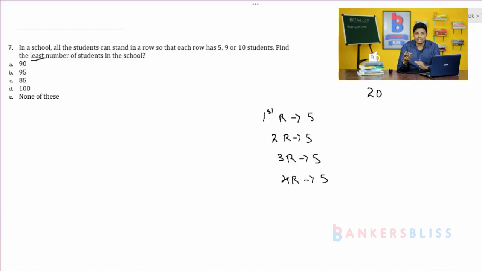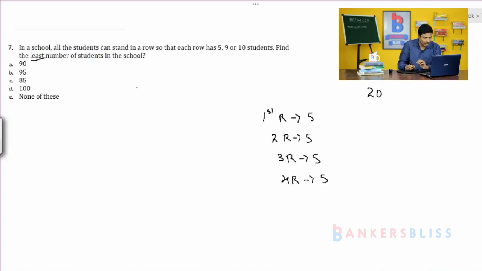Like that, if you consider 9 members, the first row has 9 members, the continuous rows also 9, and the last row also 9. With 10 students, the first row has 10, the middle rows 10, the last row 10. So the total number of students should be exactly divisible by 5, by 9 and by 10, which is nothing but the LCM of 5, 9 and 10.